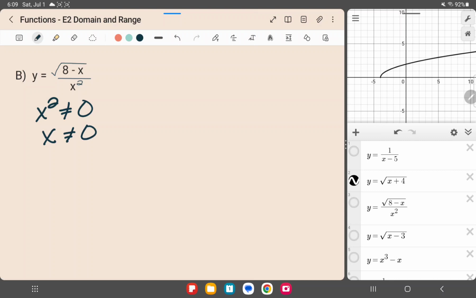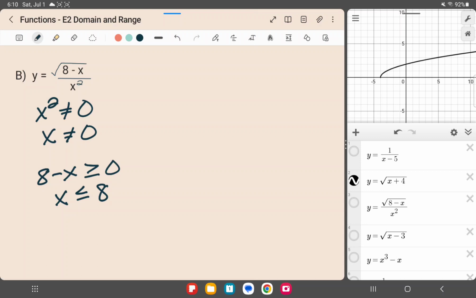I also have to worry about the values underneath the radical being negative. So I'm going to set 8 minus x greater than or equal to 0. I'm going to subtract 8 from both sides, and then divide by negative 1, which reverses my inequality, and I end up with x is less than or equal to 8. So I have a couple of rules for the domain: x can't be 0, but x has to be less than or equal to 8.